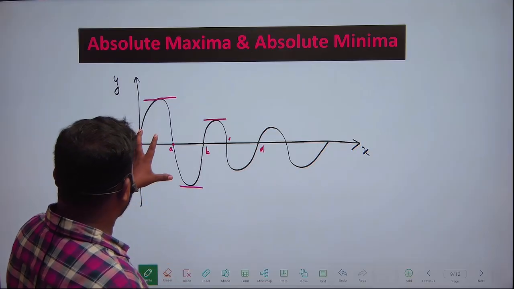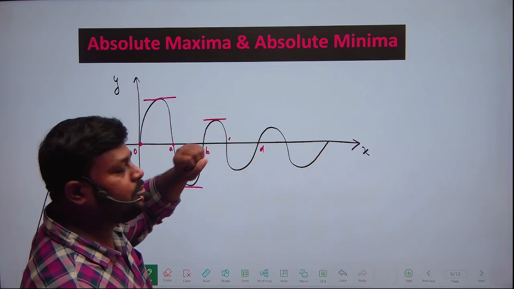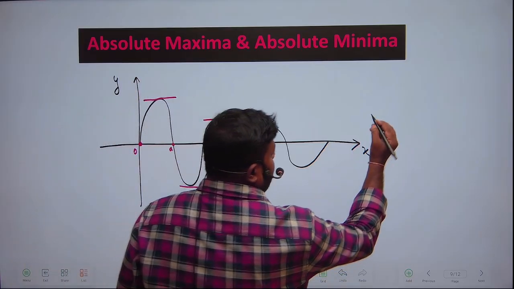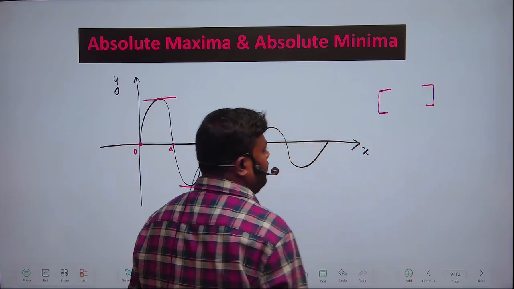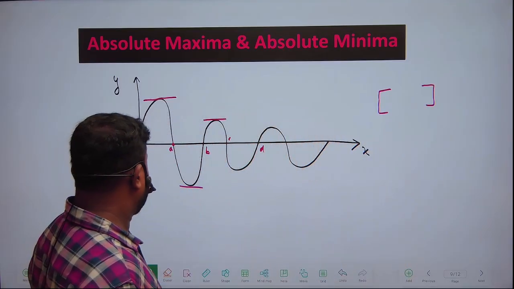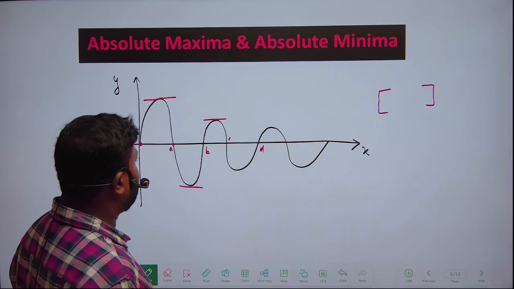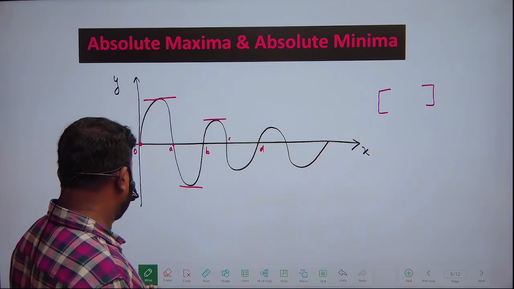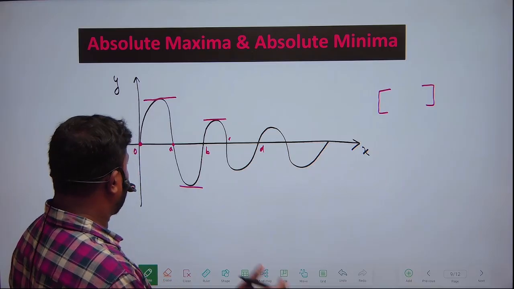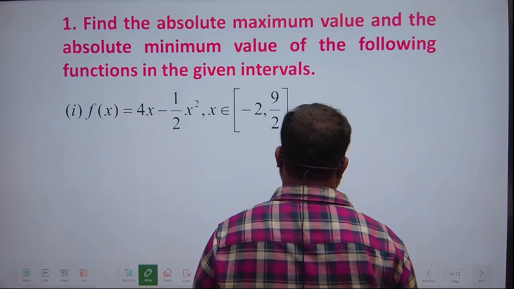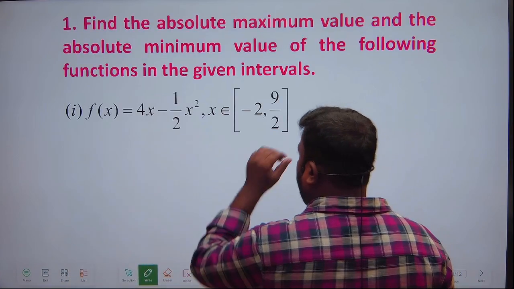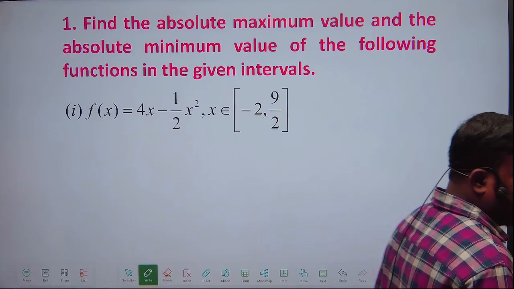It means when we are going to find the absolute maximum and absolute minima, it represents what? We have to find the value in between closed intervals. Now I'm going to take one example, and I will show you how to do this. It's very simple in comparison to the first order and the second order derivative. Okay, just look at the question.